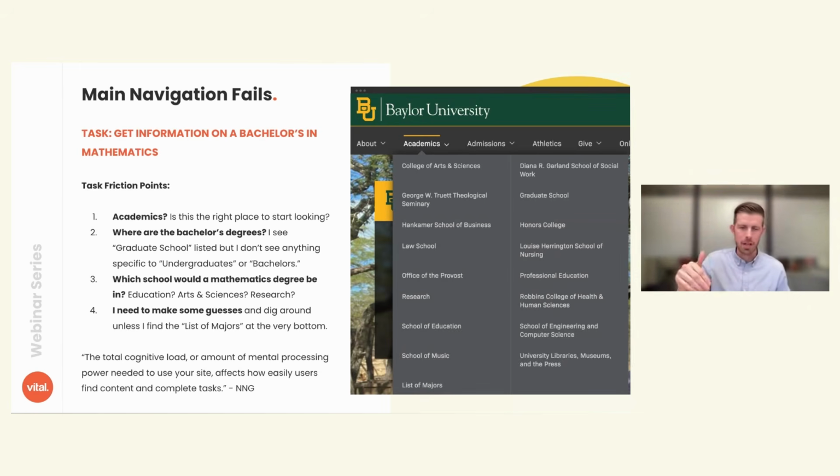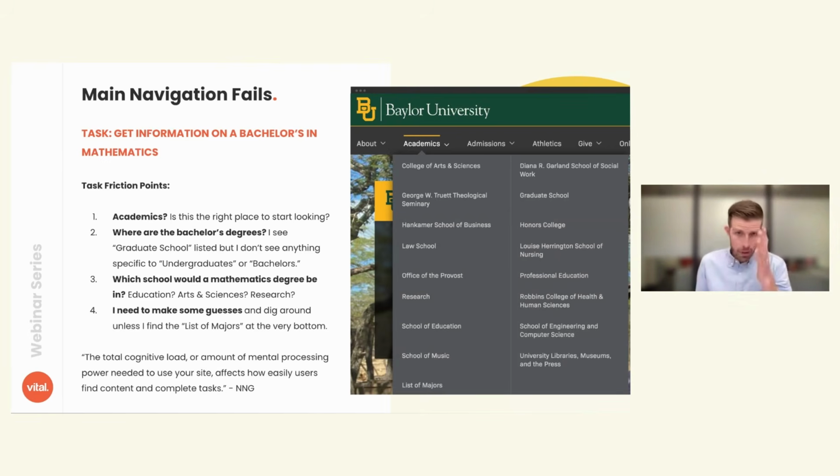Okay, academics. Is academics the most clear way to label that? Maybe, maybe not. It's kind of a catch-all. There might be a more clear way of doing that. So there might be a little friction there. Like, I guess this is probably the right place. And then, okay, cool. Let's say it's the right place. I've opened this main nav up. I'm looking at the mega menu that pops out from here once I hover academics.